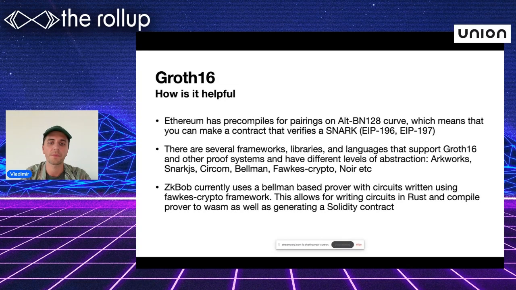We have multiple DSLs, frameworks and libraries that help you write a circuit like this. We are using zkBob, the Bellman prover, and for writing circuits, we use a framework called Franklin Crypto, which allows you to both generate a Solidity contract as well as compile the prover to WASM, and make bindings for Node.js and native binaries also.